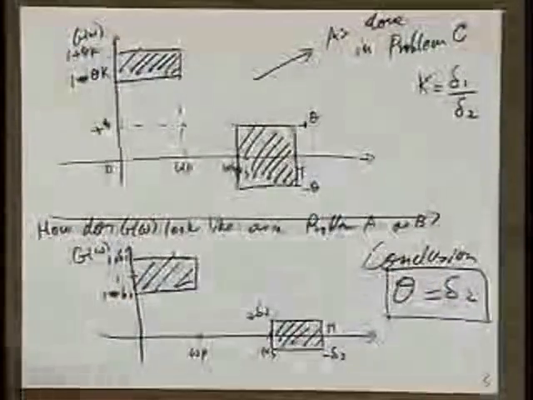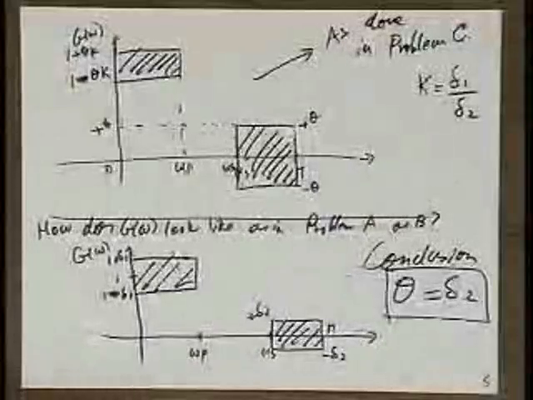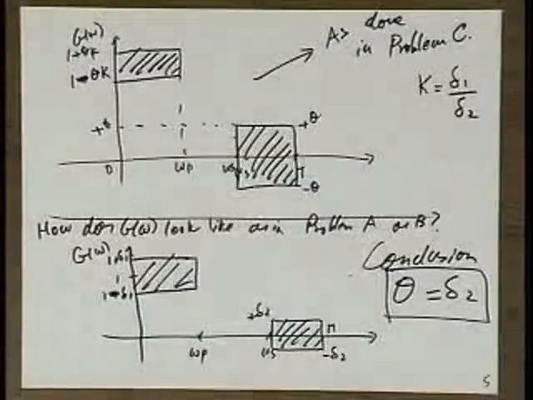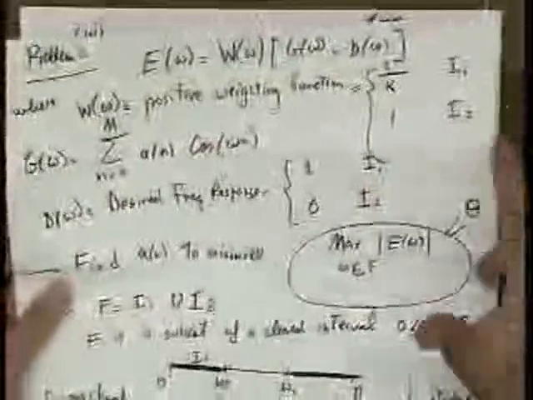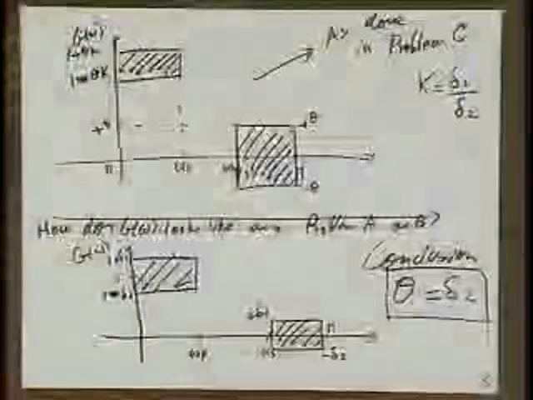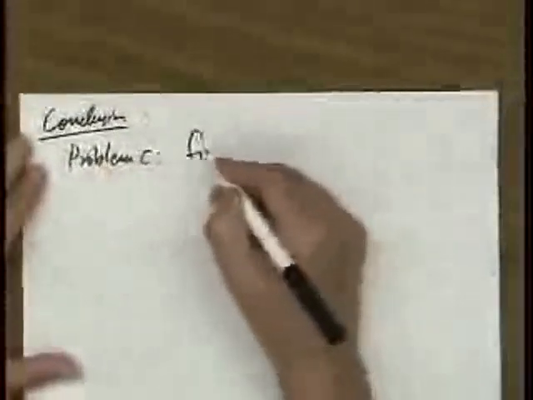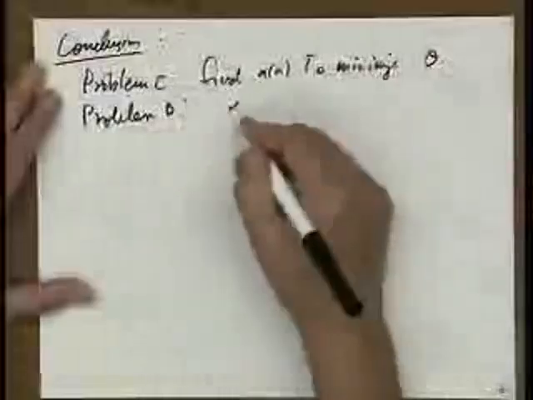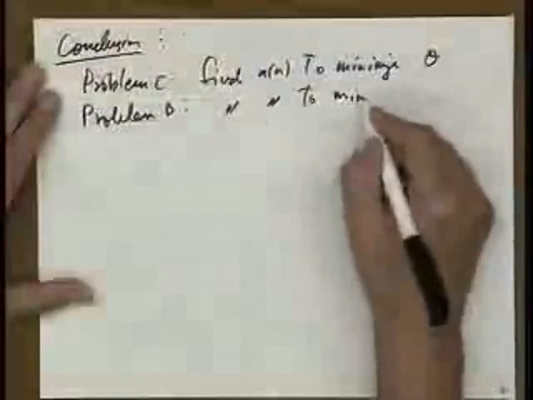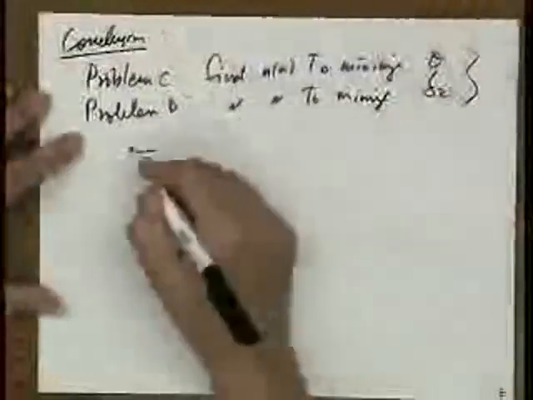Okay, so essentially in problem B, we were given all these omega s, omega p, m, and we wanted to find a of n to minimize delta 2. Now we reformulated that as problem C. We want to maximize these, we want to minimize this. The only way these two problems can be the same is if this theta is the same as delta 2. So the conclusion I want to draw from all of this is that problem C was find a of n to minimize theta, and problem B, find a of n to minimize delta 2. And these two are the same problem.